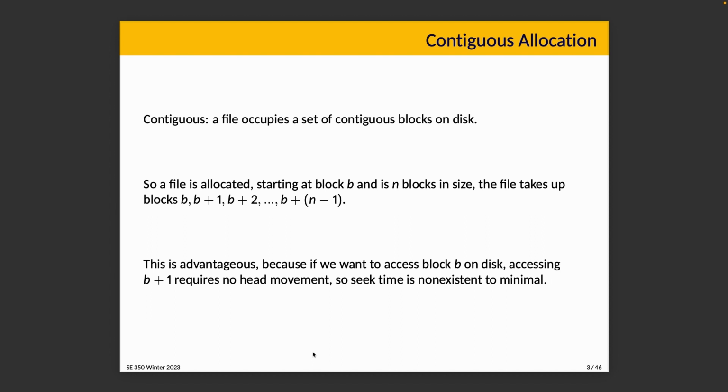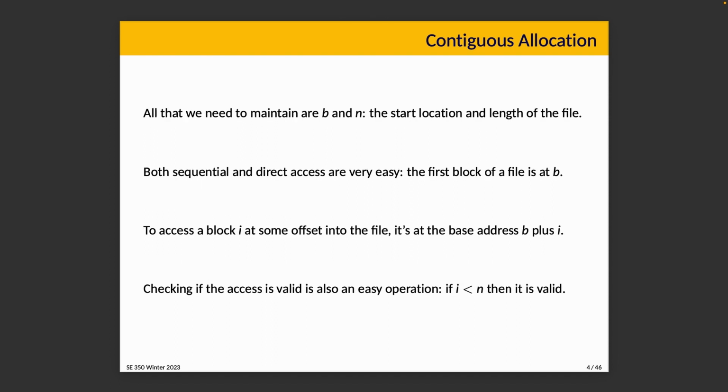Okay, so that's pretty easy, right? It's rather advantageous if we need to find a particular part of the file. It's fine if we're reading the file sequentially, also very easy. The first block is at B and we just keep going, to B plus 1, so it requires no head movement, and the seek time is non-existent in this regard. Keeping track of it is pretty easy as well. We just need to know the start location of the file and the length of the file, so that makes it very easy to identify where and how much of the disk is taken up by this file.